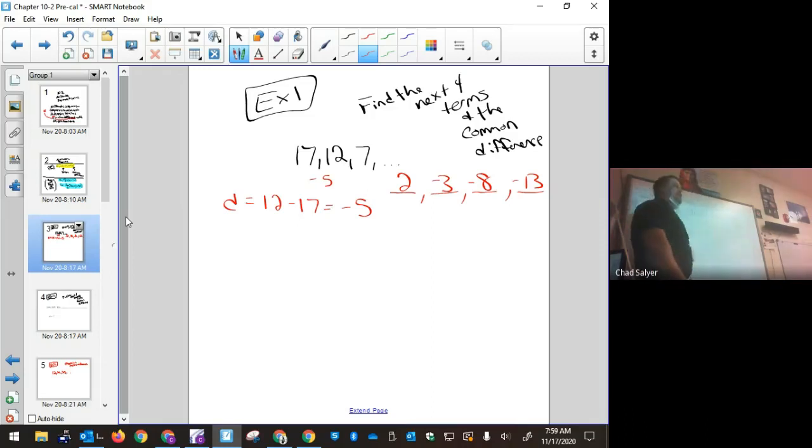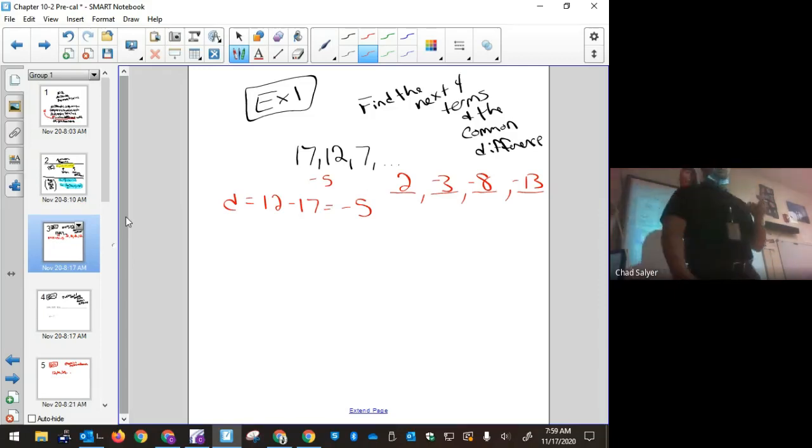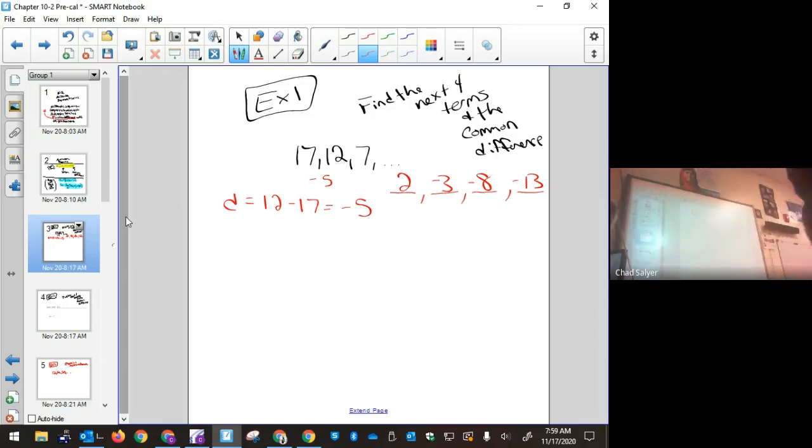Just take away 5 each time. This one could be tricky, going from positives to negatives. That could mess you up if you allowed it to. But you got $2 and you spend 5, how much are you in debt? Well, $3.